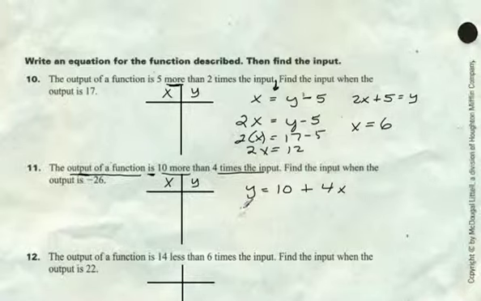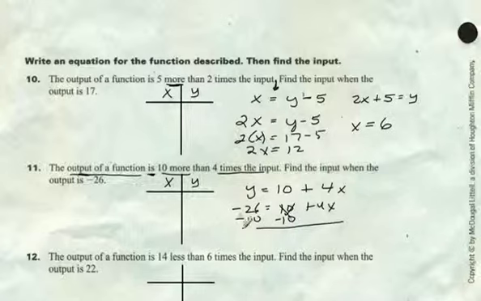So now the output is negative 26, so negative 26 equals 10 plus 4x. And let's solve it. So I need to get rid of the number part first. So that's a negative 10. So that cancels. Negative 26 and negative 10 is negative 36 equals 4x. And then I divide each side by 4. They cancel. And x equals negative 9.